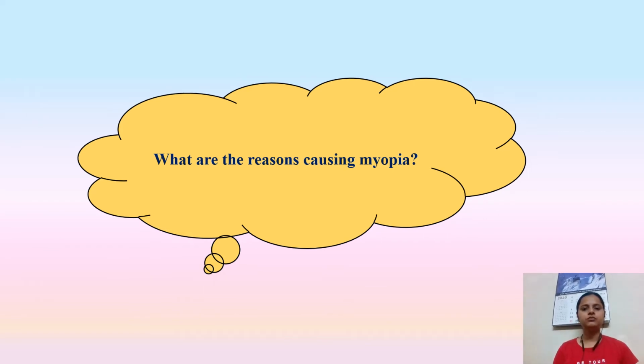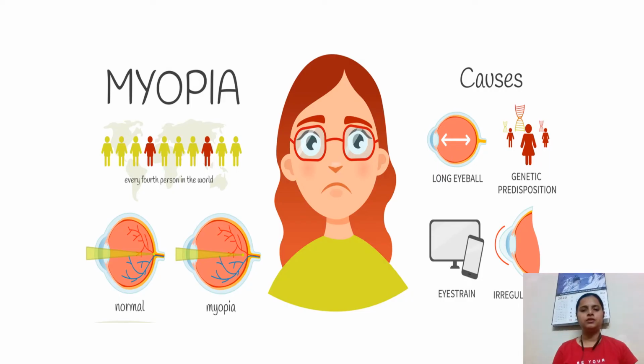Now let's see. I have also mentioned some of the reasons. It is written here that every fourth person in the world is facing myopia. This is the normal eye and this is the myopic eye. So the causes of myopia may be long eyeball. Elongation of the eyeball could be the reason. Genetic predisposition could be a reason for myopia.